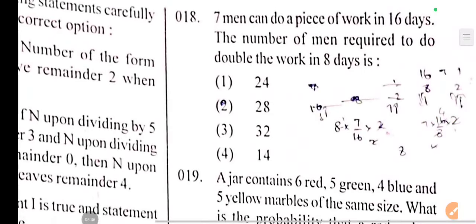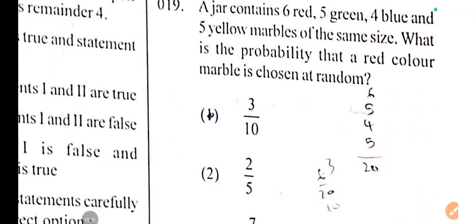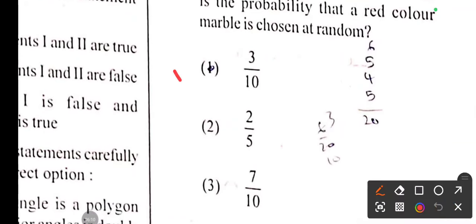Question number 18. 7 men can do a piece of work in 16 days. The number of men required to do double the work in 8 days is option 2, 28. Question 19. A jar contains 6 red, 5 green, 4 blue and 5 yellow marbles of same size. What is the probability that a red color marble is chosen at random? The answer is option 1, 3/10.